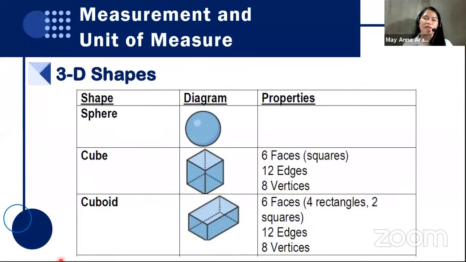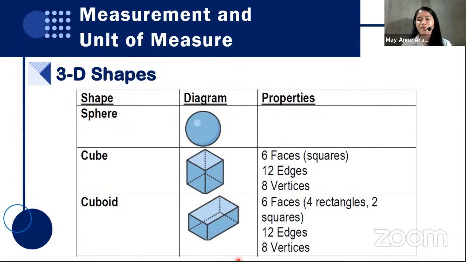Okay, after the two-dimensional shapes, we now have the three-dimensional shapes. The sphere, the cube. So for the cube, we have 6 faces, and all of the faces of the cube, the Rubik's Cube, it has 6 faces, and all of them are squares, and it has 12 edges. Ito, yung ganito yung from here, yung edge na yan. And the vertices, yung point here. So yeah, it has 8 vertices.